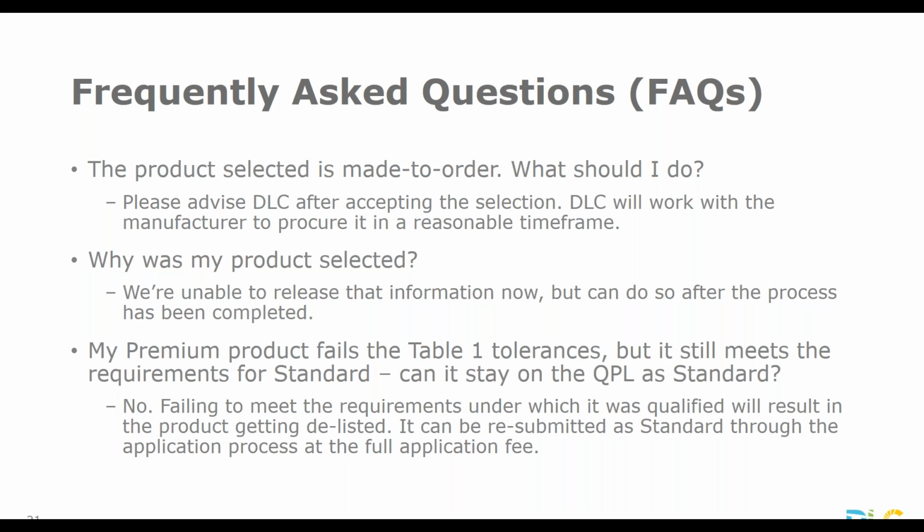Then we have: my premium product fails at Table 1 tolerances, meaning it doesn't meet the technical requirements, but it still meets the requirements for standard. Can I stay on the QPL as standard? The answer to that is no. Failing to meet the requirements will result in the product getting delisted. You can, however, resubmit it as a standard product through the application process afterwards at the full application fee.